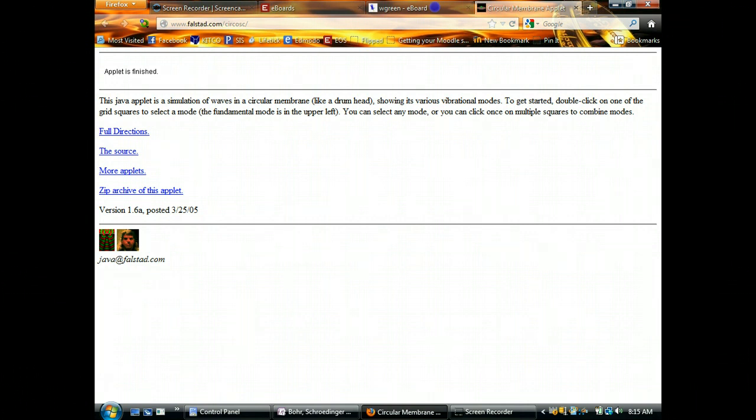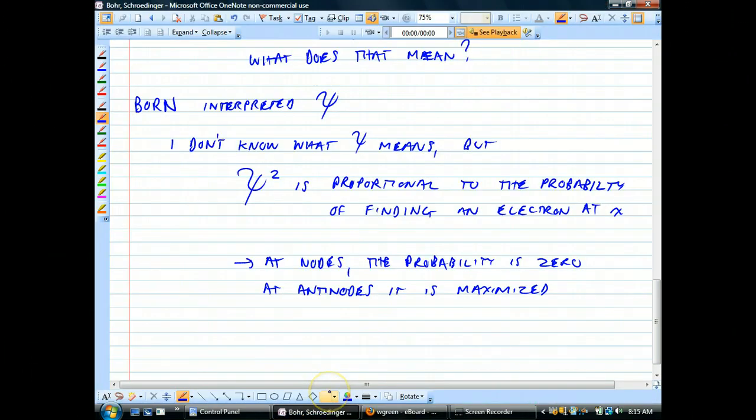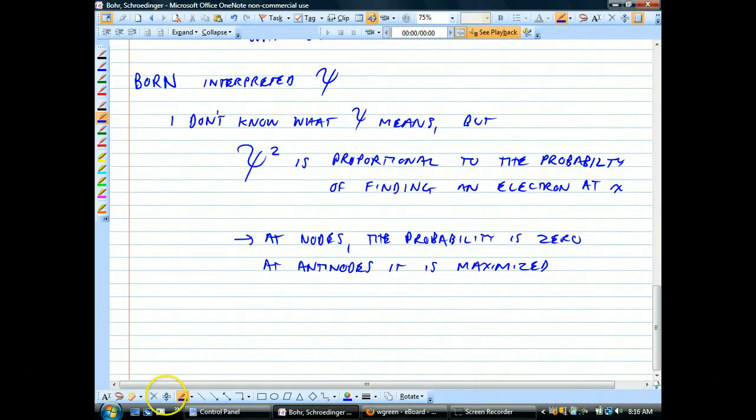Now, if we go back to the e-board here, I've got another applet I want to show you. Actually, let me do it like this first, then I'll show you this applet. I'm going to draw a graph of psi squared. Here's one of the things that I think I mentioned briefly when we were talking about radioactive decay: this kind of randomness that is inherent to things at the quantum scale.